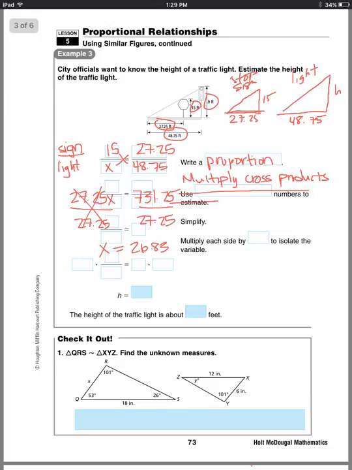So that is the height of the traffic light. Honestly, I would rather you just find the actual height than go through and round numbers and all that. So you can just do those problems just like we've been learning. You keep the sign triangle or the small triangle up on top, the big triangle or the light triangle on the bottom in this case. So go ahead and do your check it out to find your unknown measures.